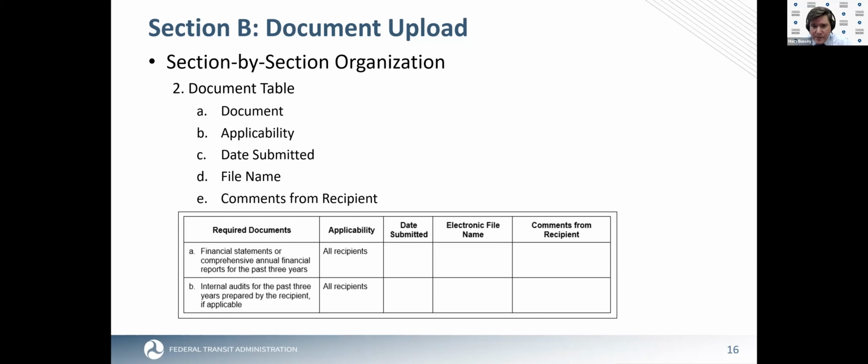And then our last box in the document table is comments from the recipient, which is really one of the most crucial boxes. It's an opportunity for you to provide any narrative explanation, maybe a document is being revised, so you're going to provide it later, or maybe a document isn't applicable, and so you can provide an explanation of why it's not applicable. So one of the key takeaways, if you take away anything from this webinar today, is definitely use that comments from the recipient box as much as possible, because it's helpful to the reviewer.